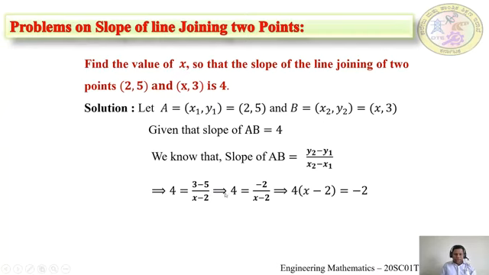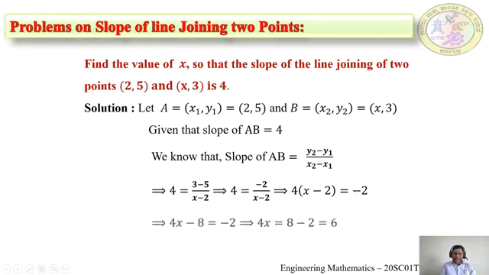So it implies 4 is equal to 3 minus 5, which is minus 2, whole divided by x minus 2. Then we have to do cross multiplication of this x minus 2 with 4. It will become 4 into x minus 2 is equal to minus 2. After cross multiplying x minus 2 with 4, this becomes 4 into (x minus 2) is equal to minus 2.